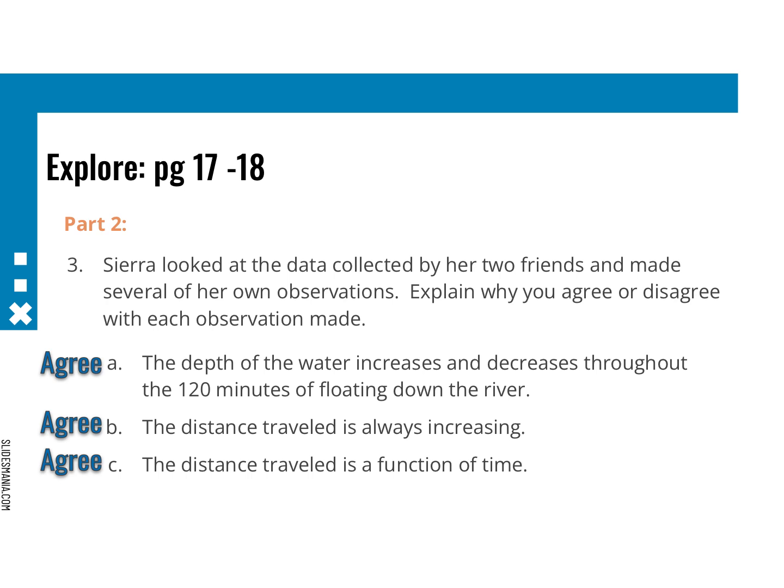All right, the depth of the water increases and decreases throughout the 120 minutes. Yeah, I agree. So you can look at the table. If you look at Alonzo's table, it's going up and down. The distance traveled is always increasing. Okay, so yes, the distance they did from where they started to where they ended comes from the graph. Is the distance traveled a function of time? Are all the x values different? Or you can do your pencil line test, and so both of those are true.